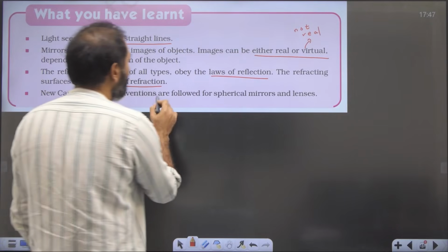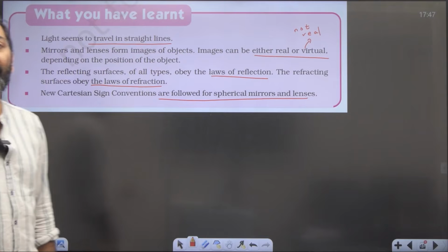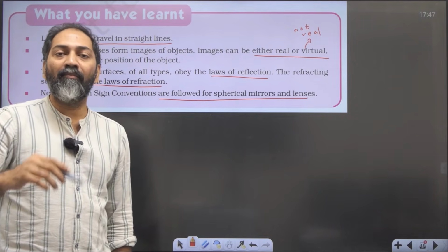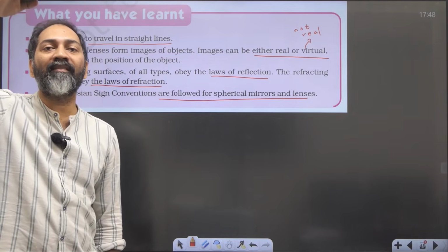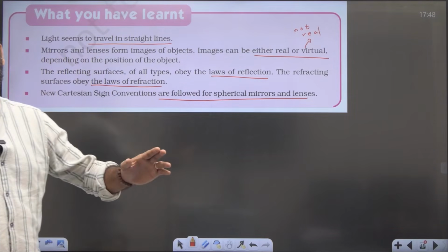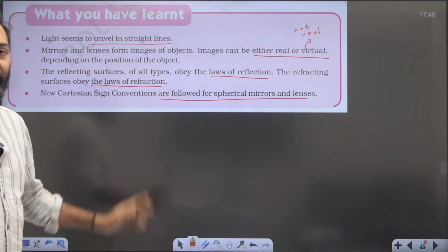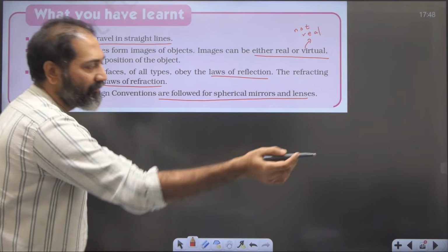New Cartesian sign convention is followed for spherical mirrors and lenses. What is that? All distances should be measured from the pole. Distances above the principal axis are positive, below the principal axis negative. Measurements taken to the left side of the mirror or lens are negative. Measurements taken to the right side are positive.